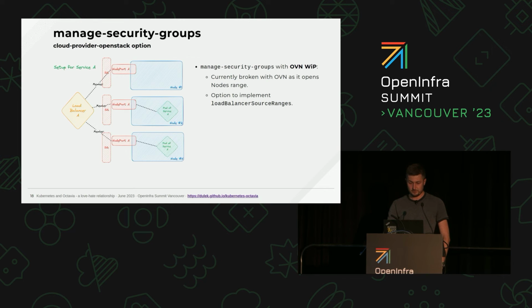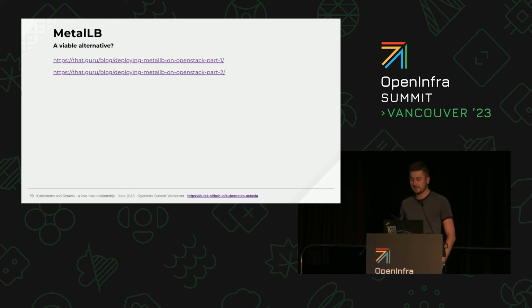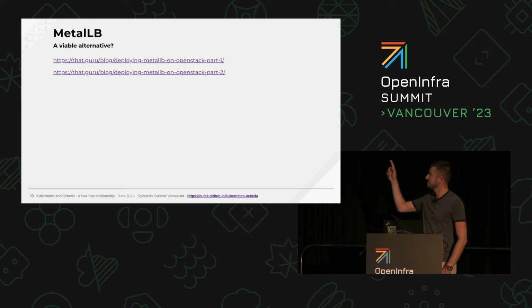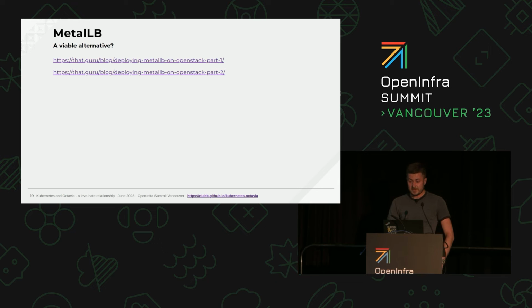And I've told you I will tell you a tiny bit about MetalLB. So a colleague of mine had recently, if you need these links, I know that QR codes would work better. At the bottom, there's a link to the slides. It's dulek.github.io/Kubernetes-Octavia. And I highly recommend that. So this is how to deploy MetalLB on OpenStack with the BGP mode.